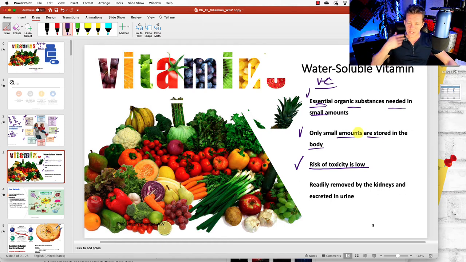So your body, based on the levels in the blood, will just say, okay, I don't need it. With fat-soluble vitamins, it is more dangerous because your body is able to store them in adipose tissue and elsewhere. Water-soluble vitamins are readily removed by the kidneys and excreted in the urine.